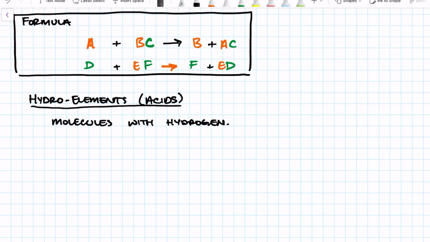Okay, so that's what hydro elements are. And so, for example, one that we might see here is hydrochloric acid. So now, what is hydrochloric acid? Well, that's our simple way of saying this is a combination of hydrogen and chlorine.